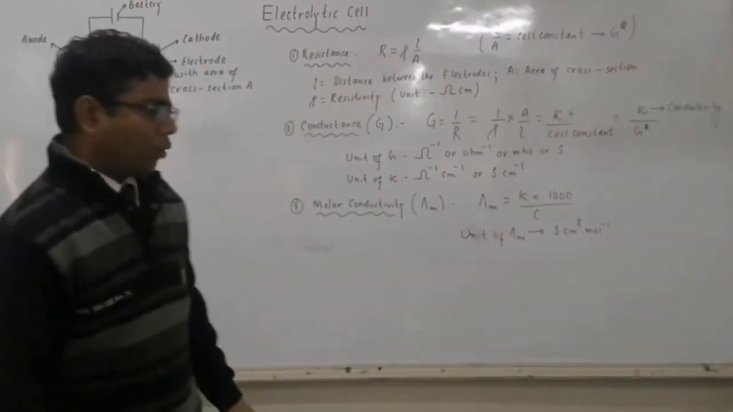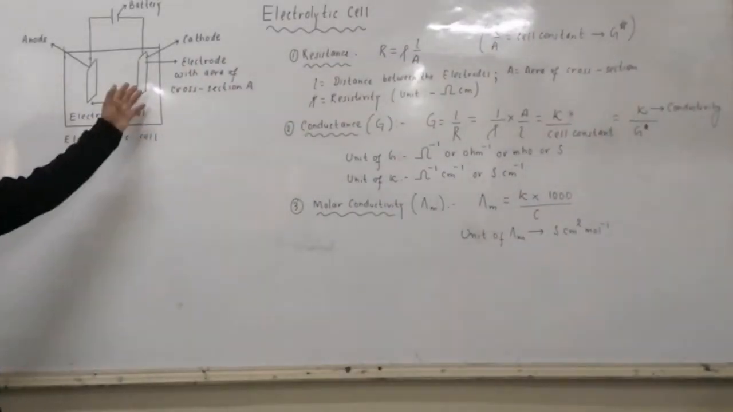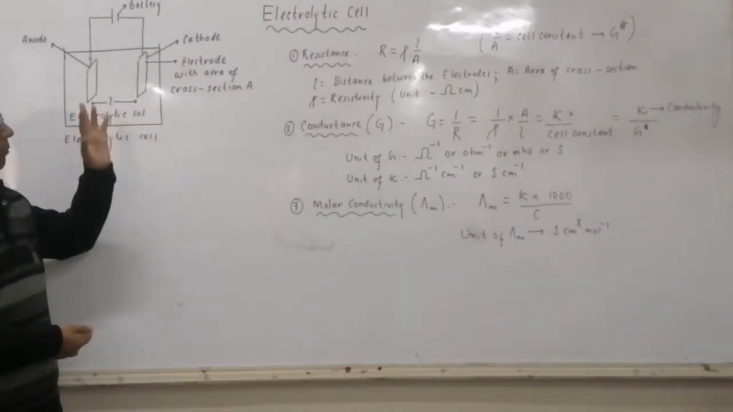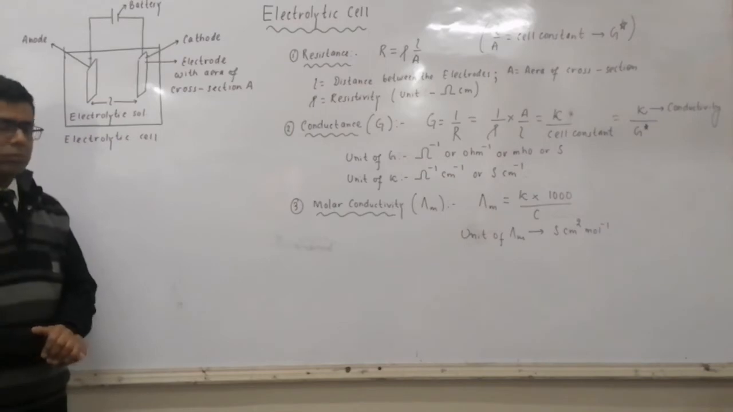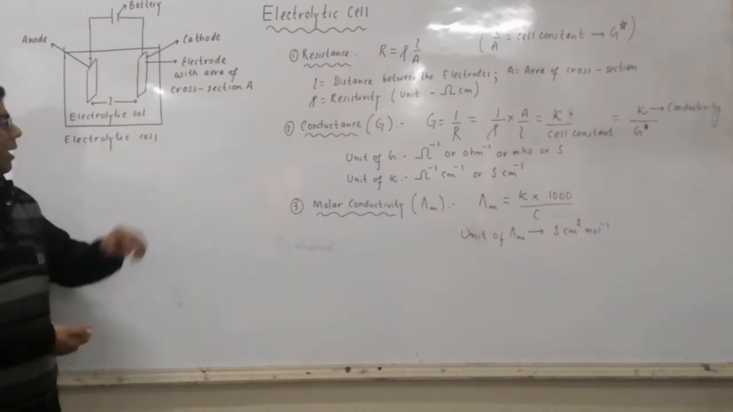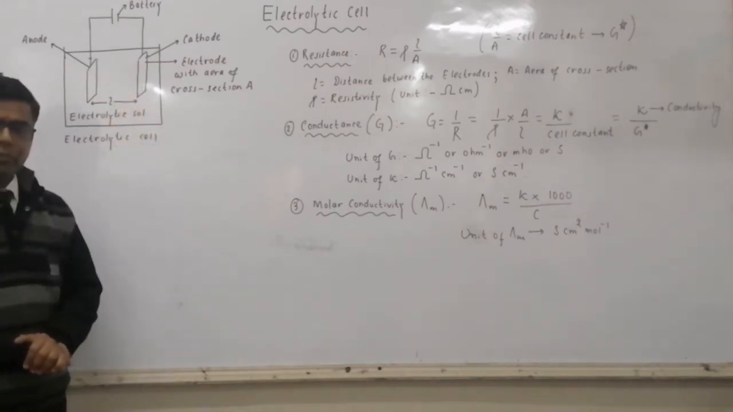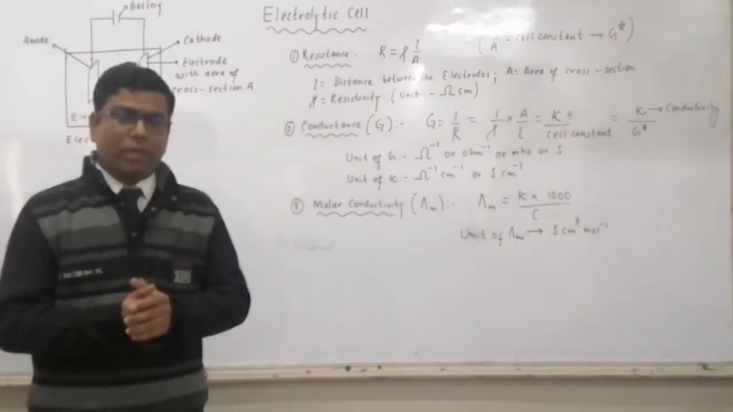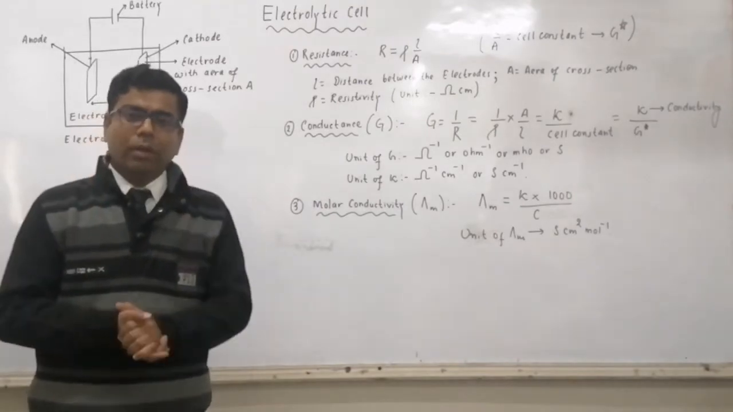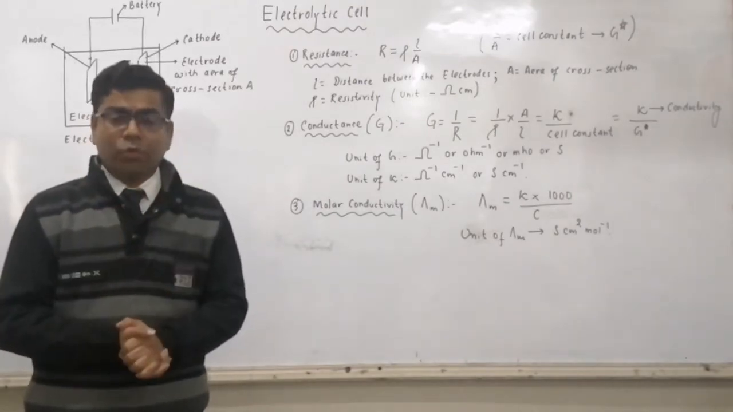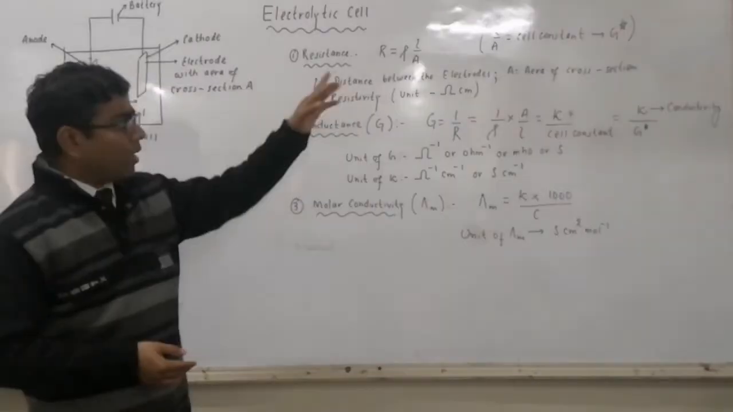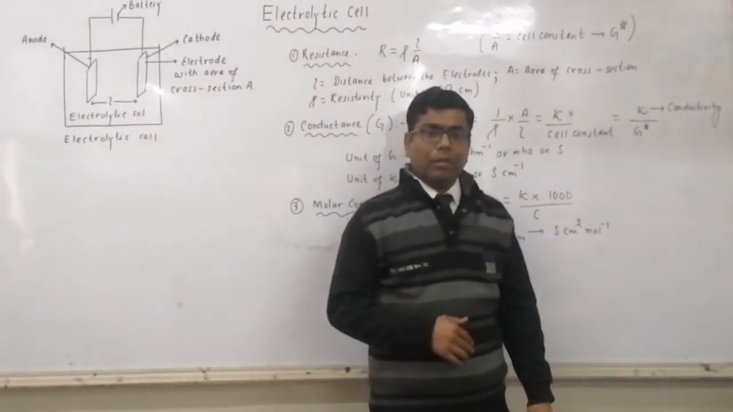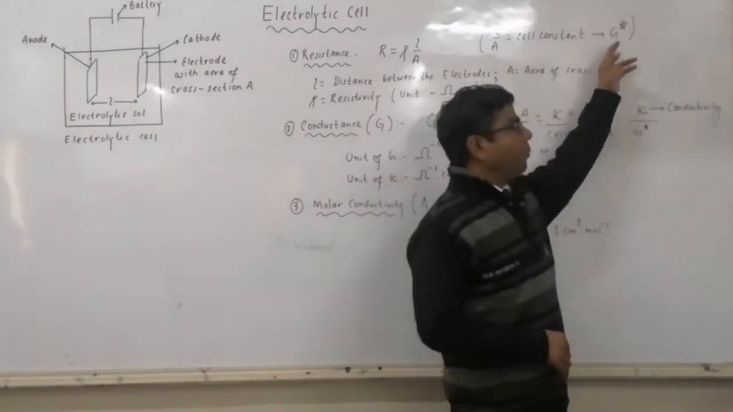So if we talk about an electrolytic cell, then these are the electrodes which are separated by a distance L, which is constant, having area of cross section A. So whenever we talk about an electrolytic cell, the value of L by A remains constant. The distance between the electrodes and the area of cross section of the electrodes remain constant, and it is called the cell constant. L by A is the cell constant here, which can be represented by the symbol G star.